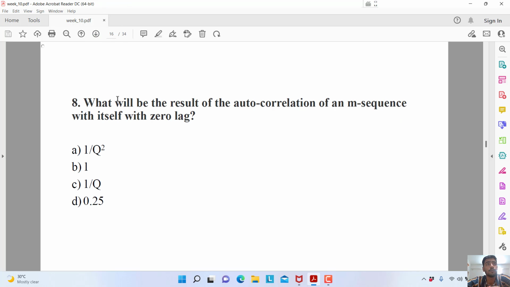Next, question number 8: what will be the result of the autocorrelation of an M sequence with itself with 0 lag? Now you have to calculate the autocorrelation of an M sequence, where the length of the sequence is M, with itself with 0 lag.